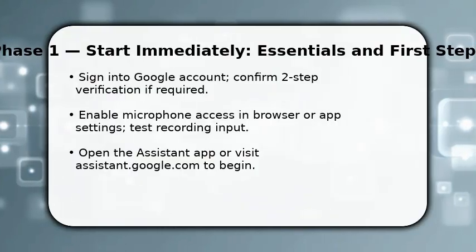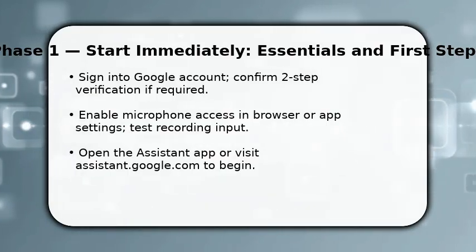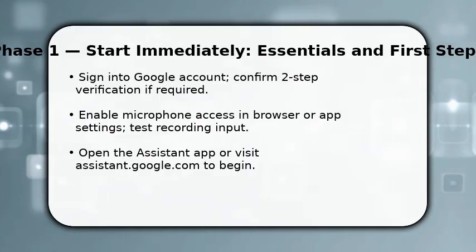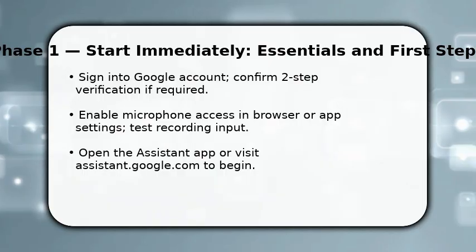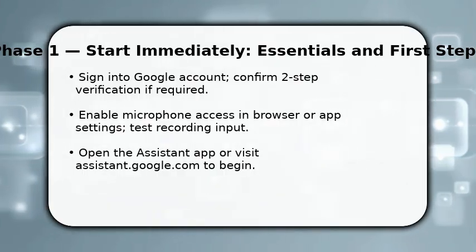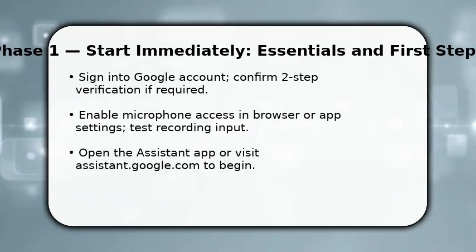You'll begin by signing into your Google account and confirming basic permissions so the assistant can hear and act. Once signed in, make sure microphone access is enabled in your browser or app. Next, test the mic with a short command and adjust input levels if needed, because clear audio means fewer misunderstandings.